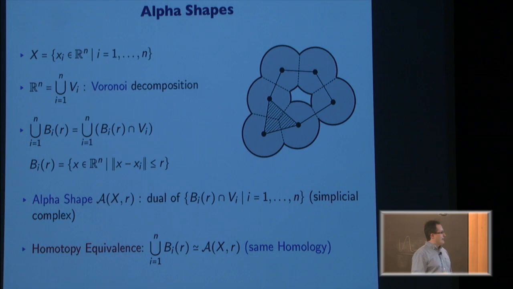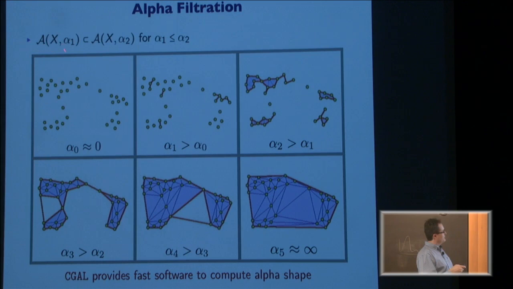Just one quick example to illustrate. Here I denote the radius by alpha. That's where the name alpha shape comes from, the radius usually being denoted by alpha. The complex corresponding to a smaller radius is always contained in the next one. If alpha is very small, close to zero, what you get is just your point set. As you start to increase your radius, you start to add edges. If you increase more, you start to add two-dimensional faces, and so on, until when your radius is very large, you get the full Delaunay triangulation of your point cloud.